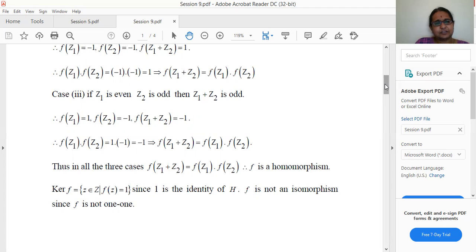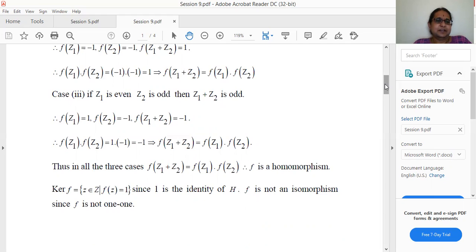But then also, if you take any two even integers, the two even integers need not be the same. They can be different also. Suppose you take 2, which is an even number, and 4, which is also an even number. Under the mapping defined, for any even number the value is 1. That is, f of 2 is 1, f of 4 is 1, f of 6 is 1. But 2 cannot be equal to 4, 2 cannot be equal to 6. So the mapping f is not 1 to 1. Hence, it is not an isomorphism.